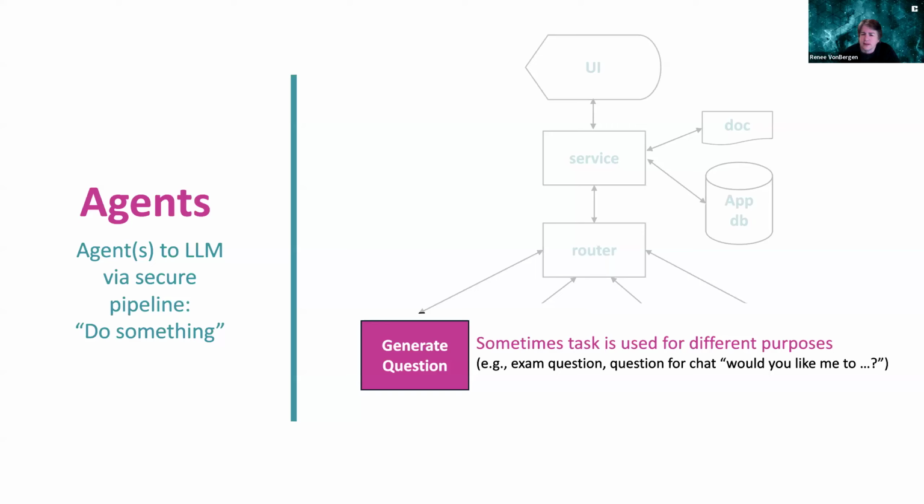Similarly, these agents might be reused for different tasks. So for instance, I've been highlighting this generate a question to give you an exam question. But you know how in chat at the end it might say, "Hey, do you want me to answer a question about this or that?" That question or suggestion is generated in our case by the same question agent.